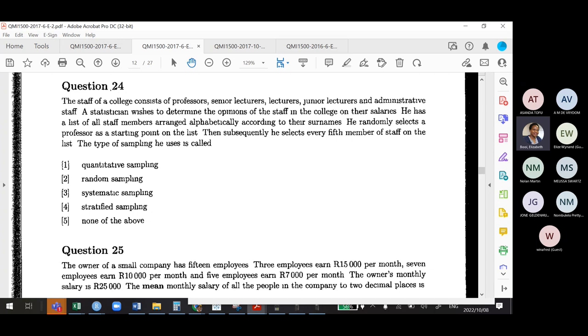The type of sampling will be, if you were listening to me, you should know the answer to that. Is it number one, number two, number three, number four, number five? Number three. It will be systematic because of the kth number that they would have selected. Anyway, it cannot be quantitative sampling. I've never mentioned anything to that effect.